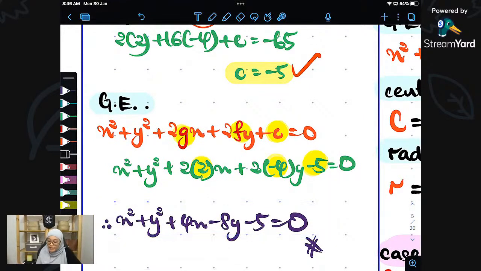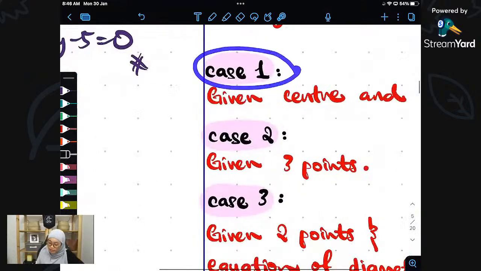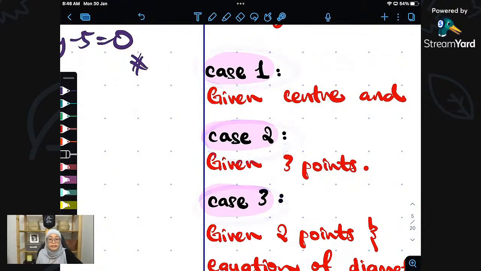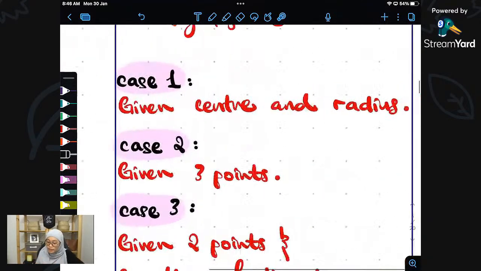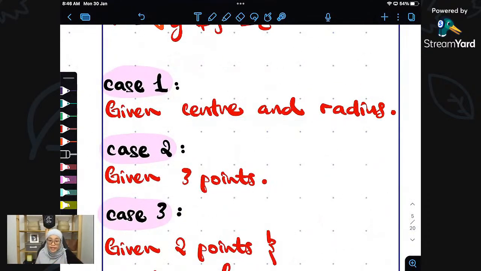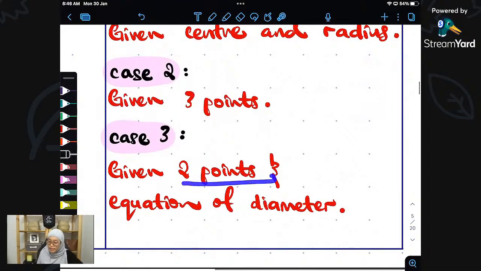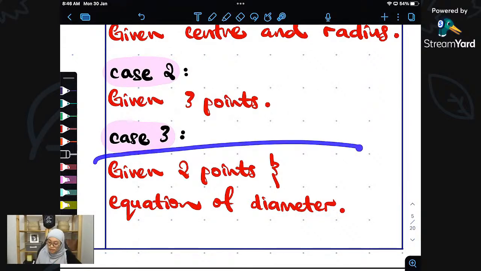So it's very easy actually. So what you are learning with me right now is just simultaneous equation and all of these three cases. Three cases, kita tiga kategori soalan. Kategori soalan tersebut akan beri sama ada center dan radius, ataupun dia bagi you all 3 point sahaja, ataupun dia bagi you all 2 point dan equation of diameter saja.